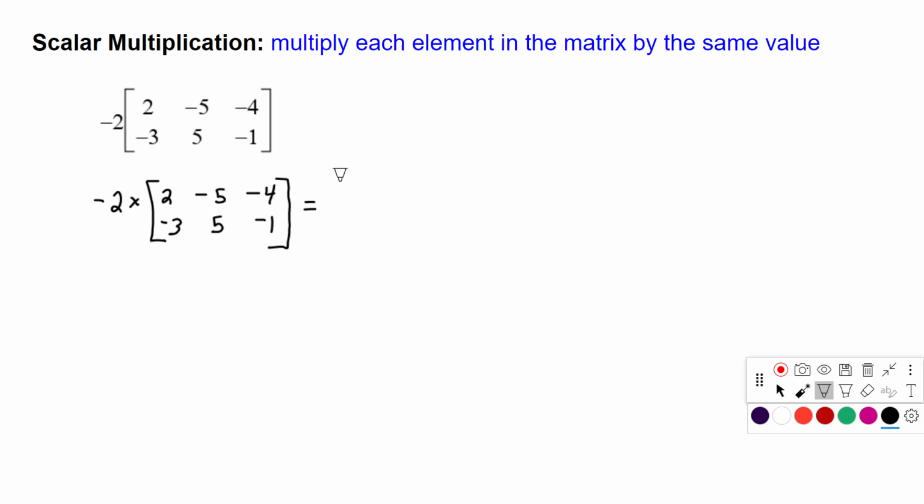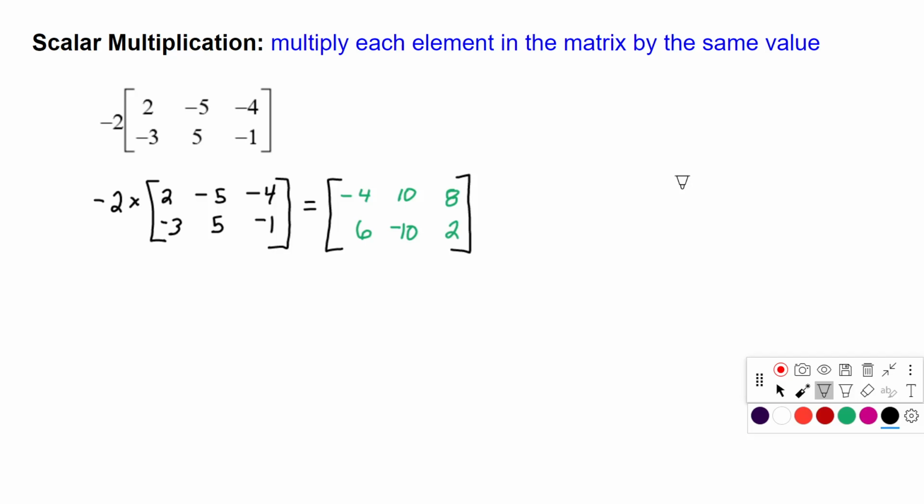So our new matrix is going to be negative 2 times 2 is negative 4. Negative 2 times negative 5 is 10. Negative 2 times negative 4 is 8. Negative 2 times negative 3 is 6. Negative 2 times 5 is negative 10. And negative 2 times negative 1 is 2. So scalar multiplication is really just like the distributive property. You're multiplying it with every single element inside the matrix to get your final answer.